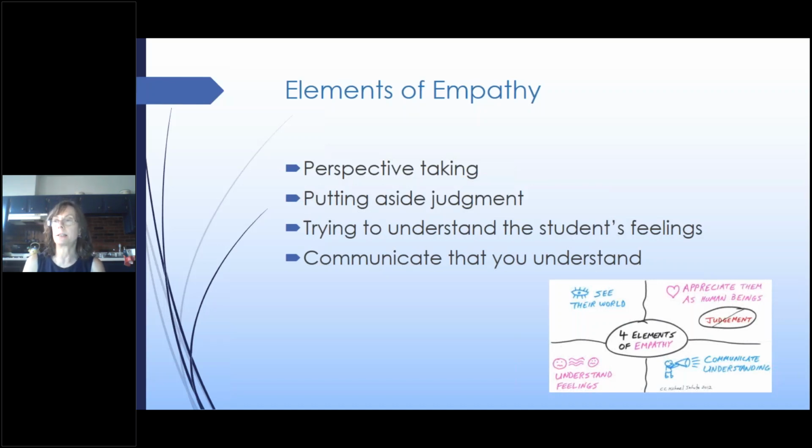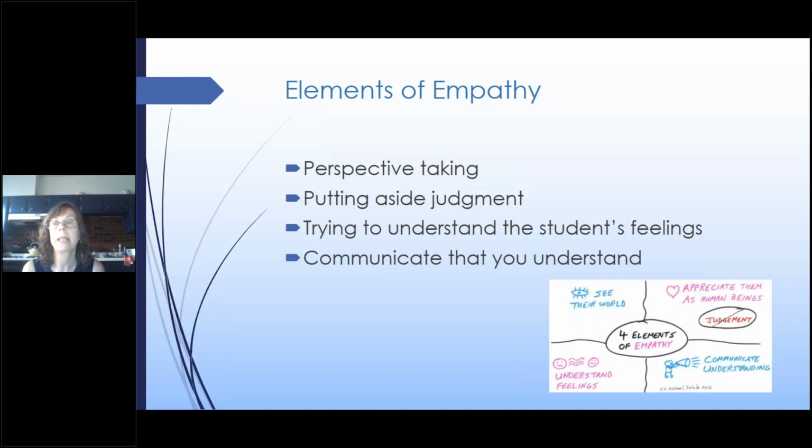So the next one is trying to understand the student's feelings. We may not know 100% with 100% certainty how that student feels. But the idea is to imagine yourself in that student's position and what it might feel like. And the last one is communicating.